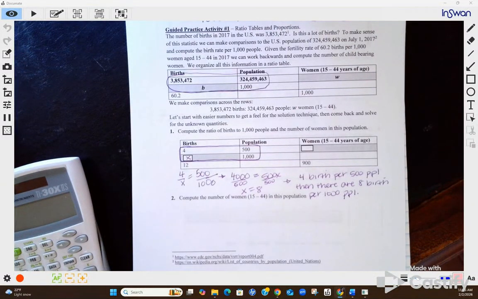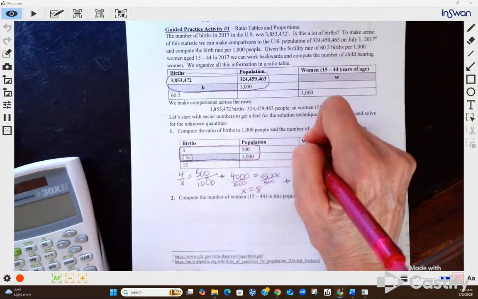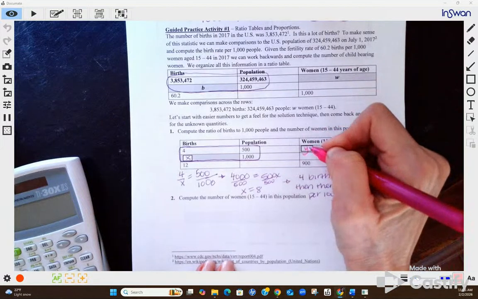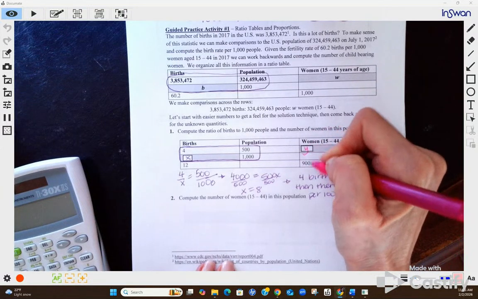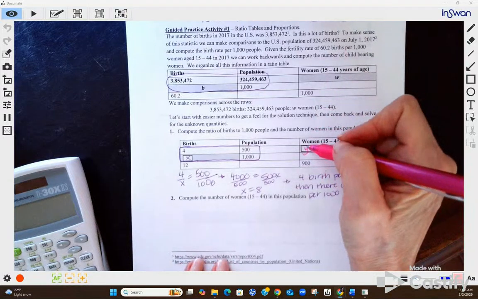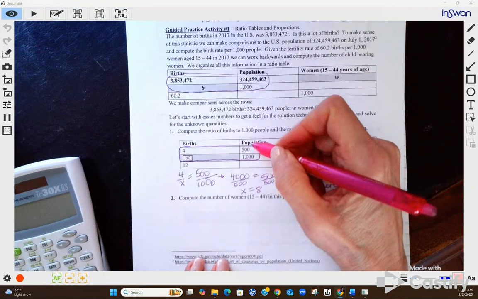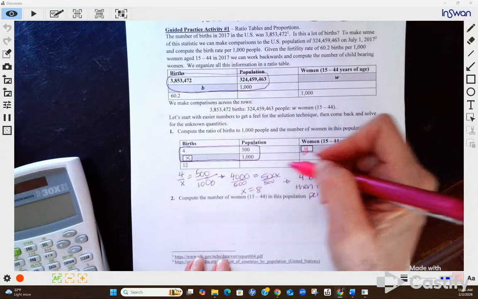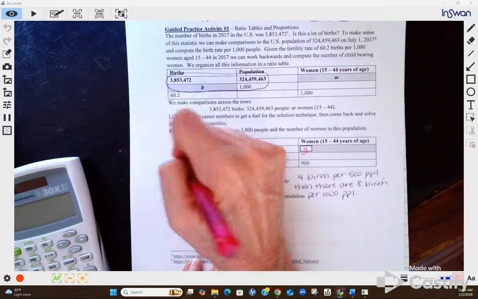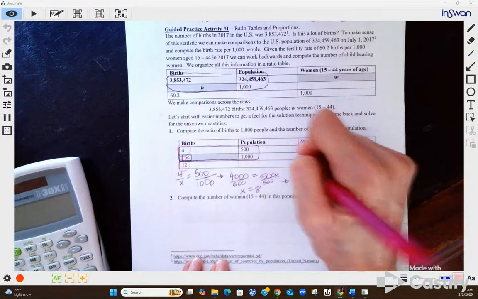Okay, compute the number of women in this population. All right, so now this is what we're trying to find. I'll call that y just so it's a different variable. The only other thing that lines up in the column with y is the 900, so I'm going to use the y with the 900. On the row, y lines up with both 500 and 4, but the 900 doesn't have anything in the 500 column. It has something over here. So I'm going to use the 4 with the 12 and the y with the 900.